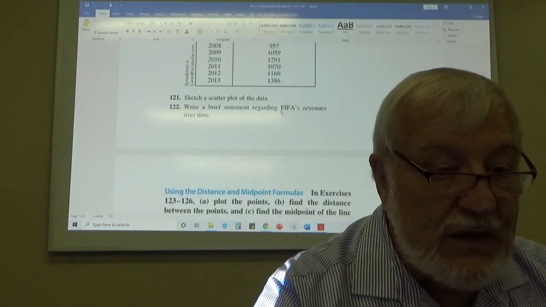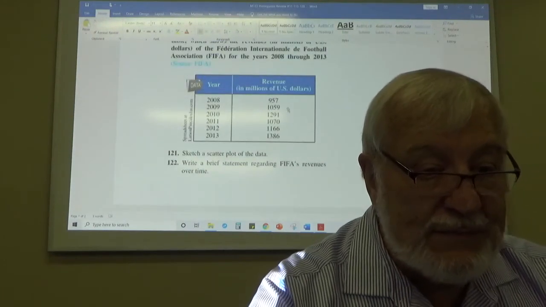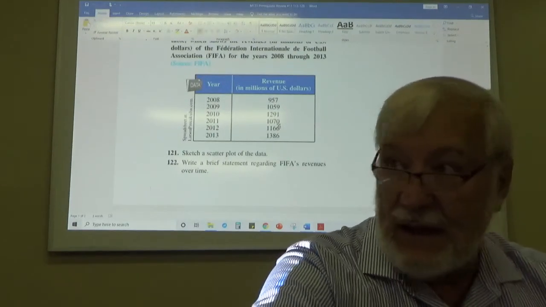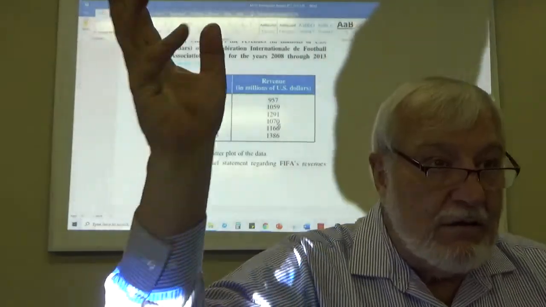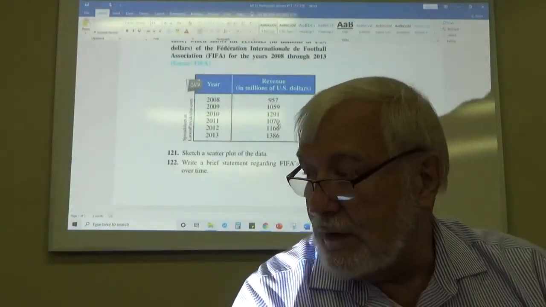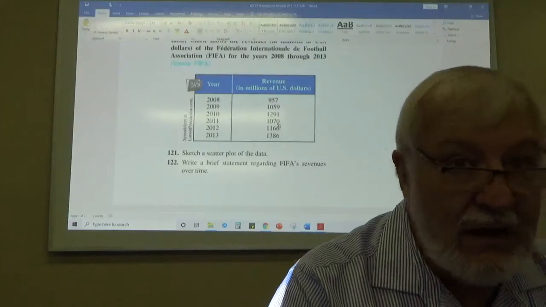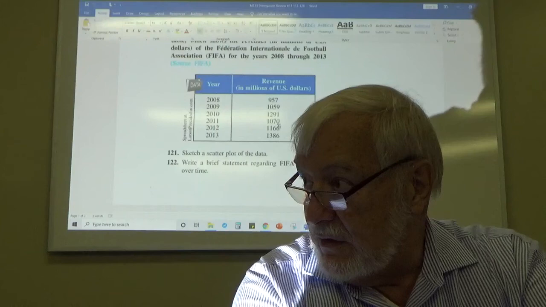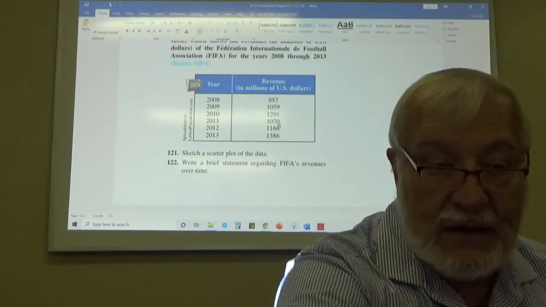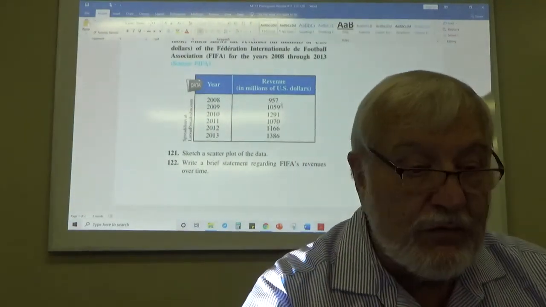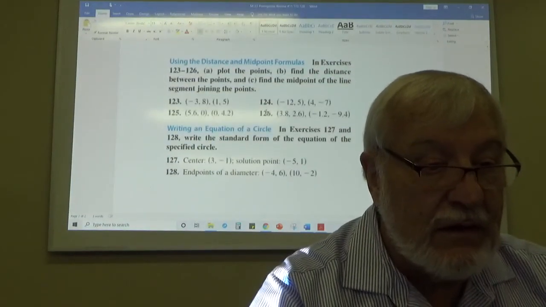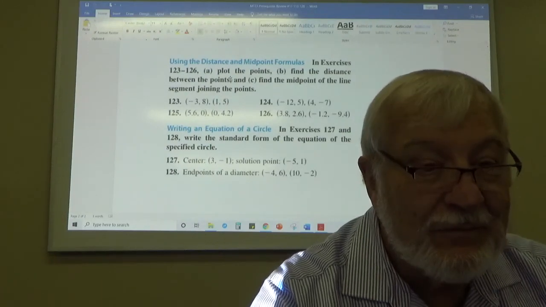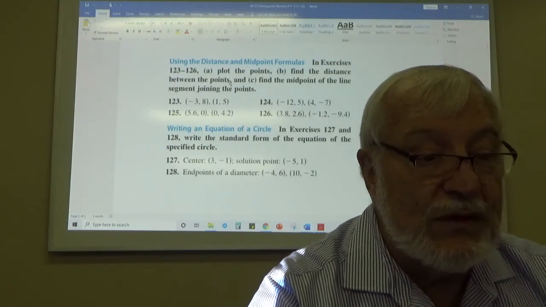And this is write a brief statement about the revenues over time. So basically, it looks like this might be a linear increase of 1.23, and therefore it would be an increase of 23% year to year, depending on what the value for A was. All right, and then here, plot the points.